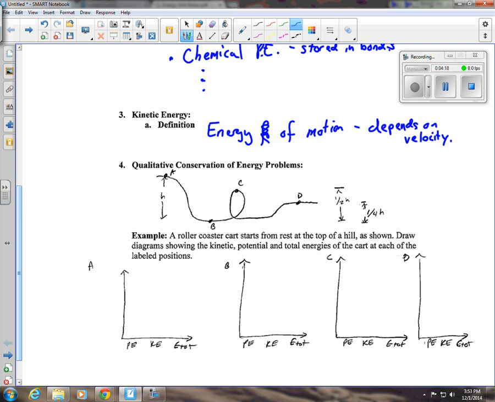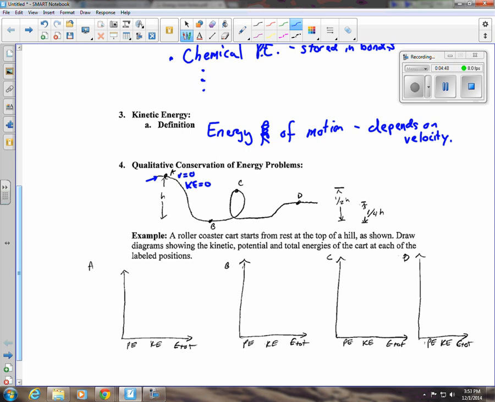A roller coaster starts at rest at point A, and it's going to go down the first hill through point B, then around the loop. It's going to hit point C at the top, and then finish off at point B. And we want to show a diagram kind of showing the kinetic and potential and total energies at each of the labeled positions. So at point A, I know its velocity is 0. It says it starts from rest. So it has no kinetic energy.